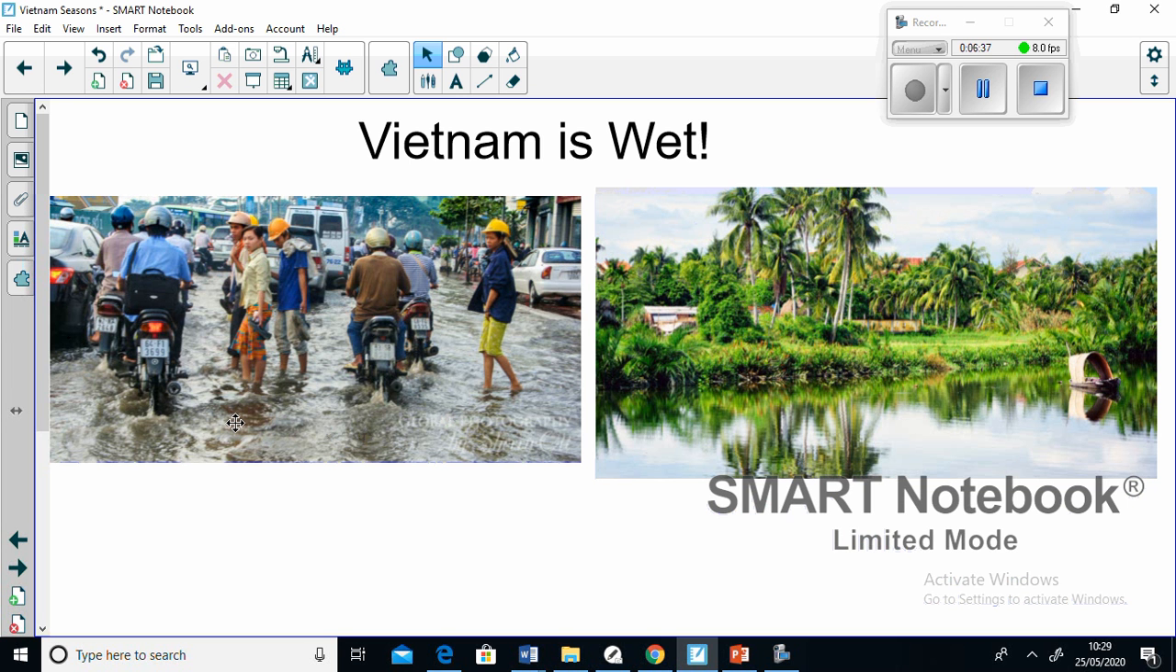It's also another reason why the towns and cities often suffer from very, very serious flooding. This is a very common sight in Vietnam. People wouldn't think twice about walking to work with the streets completely flooded.